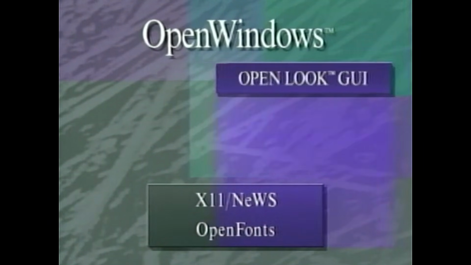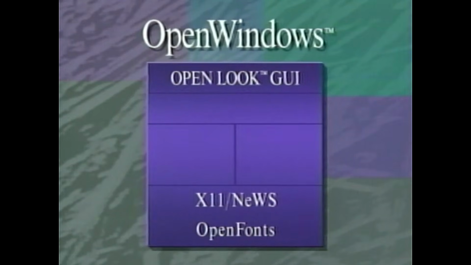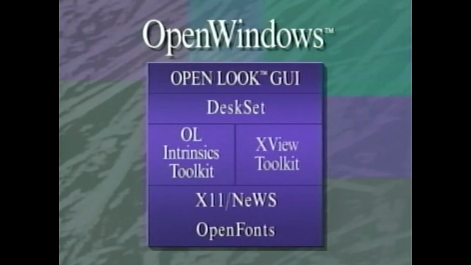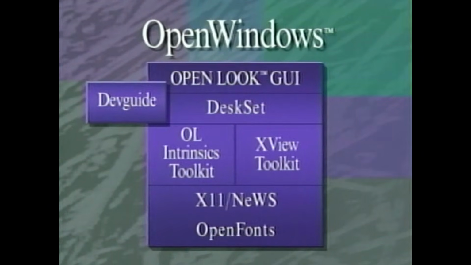OpenWindows also provides the OpenLook graphical user interface and desk-set productivity tools for the end user, while offering developers the XView and OpenLook Intrinsics toolkits. These toolkits, together with the OpenWindows Developer's Guide, offer ISVs a comprehensive, cost-effective way to develop new applications.